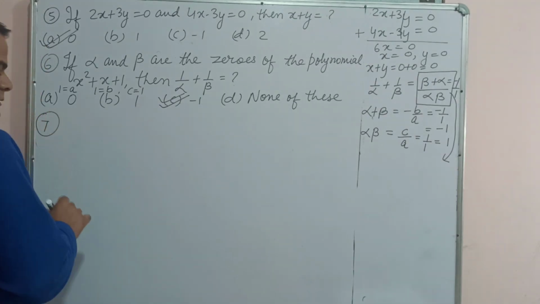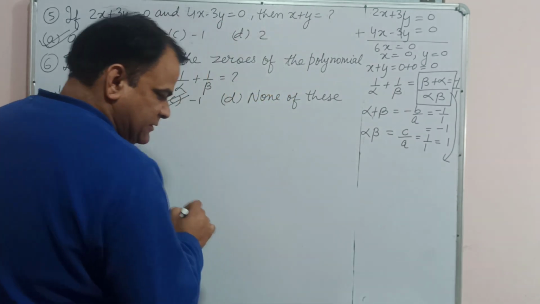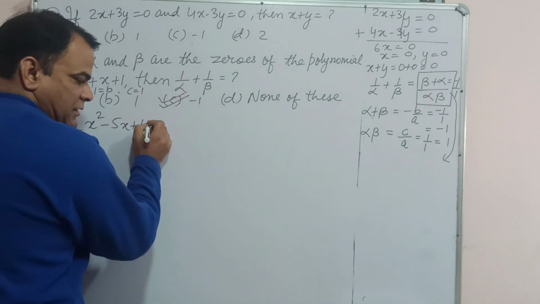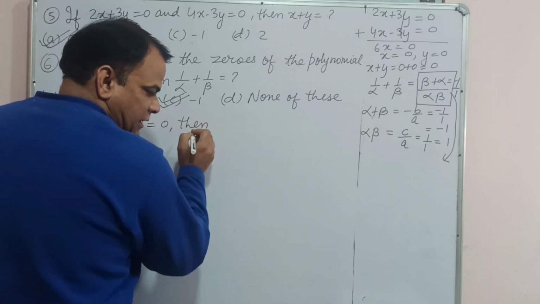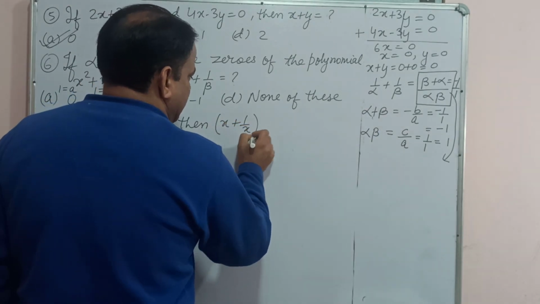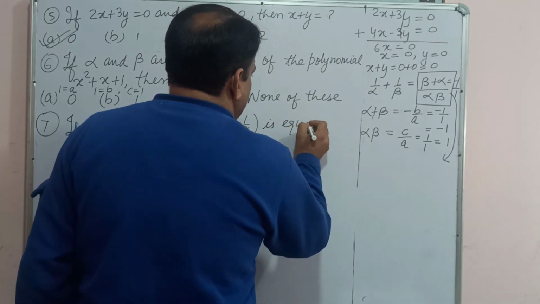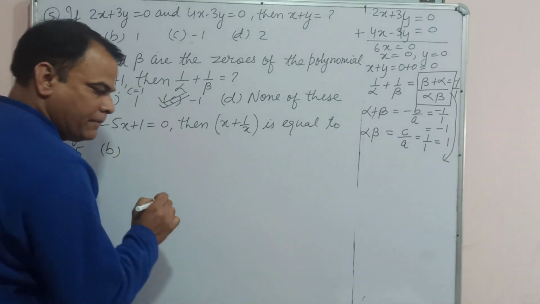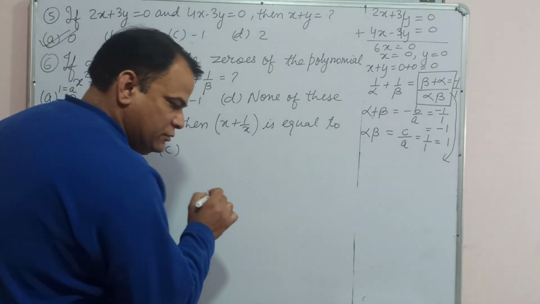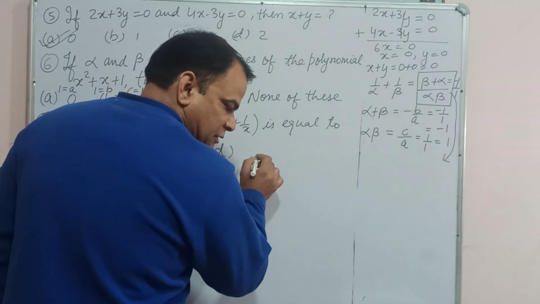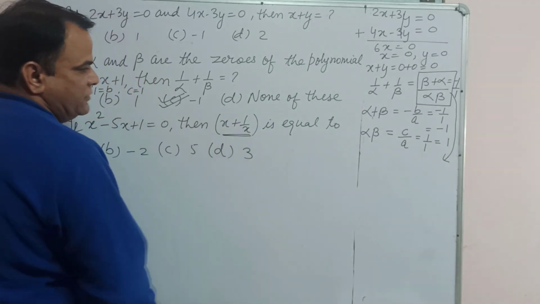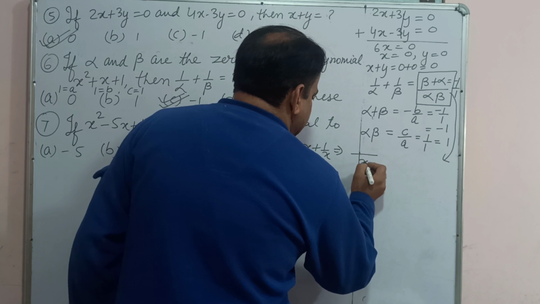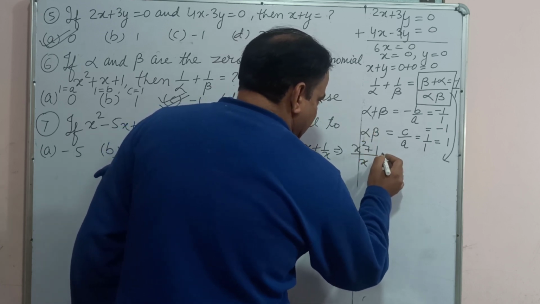Now, our next question is, if x squared minus 5x plus 1 equals 0, then we have to find the value of x plus 1 upon x. The options are A minus 5, B minus 2, C 5, and D 3. We have to solve this first: x plus 1 upon x. By taking LCM, we can write it as x squared plus 1 upon x. We have to find the value of this.